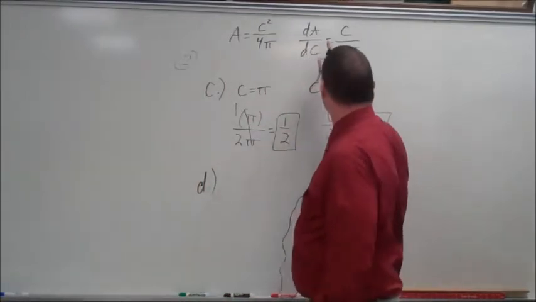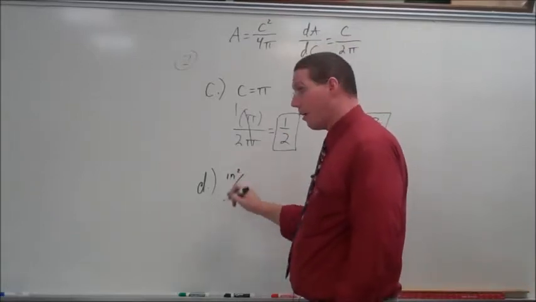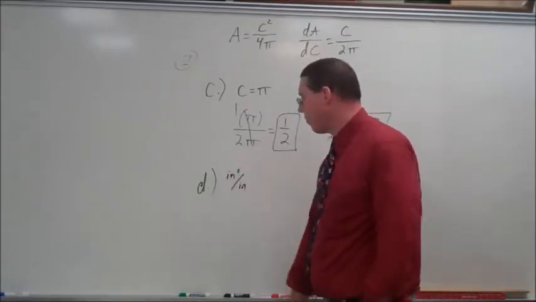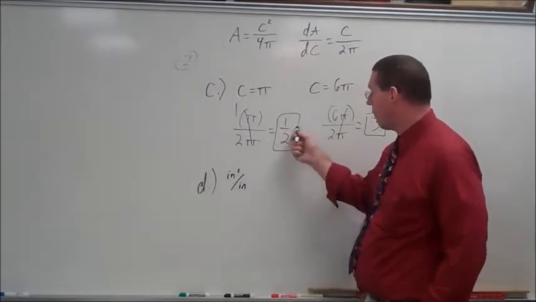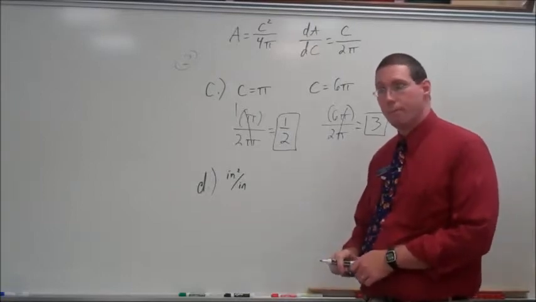Well, that's inches squared over inches. Inches squared of area per inch of circumference. There's your unit. So this would be 1/2 inches squared per inch. This would be 3 inches squared per inch. Okay, that's number 2.